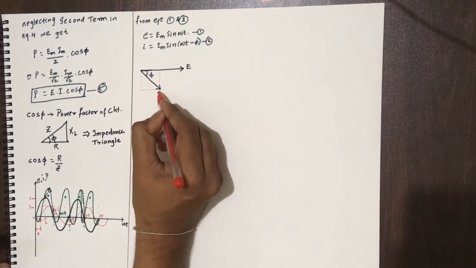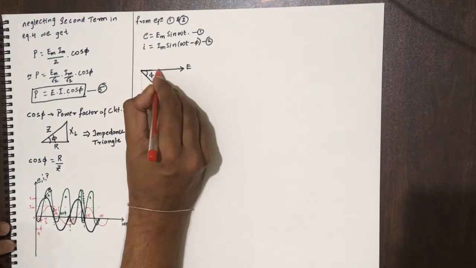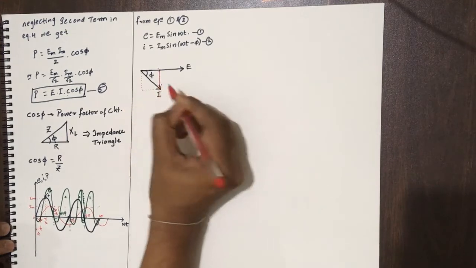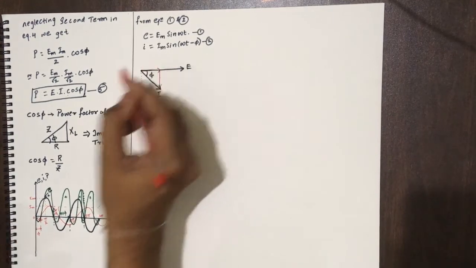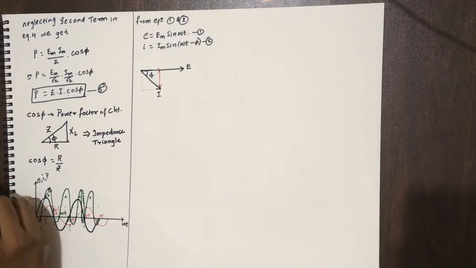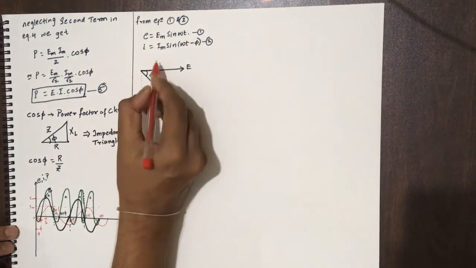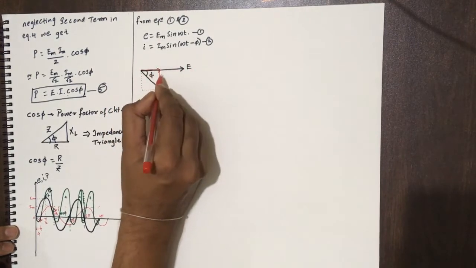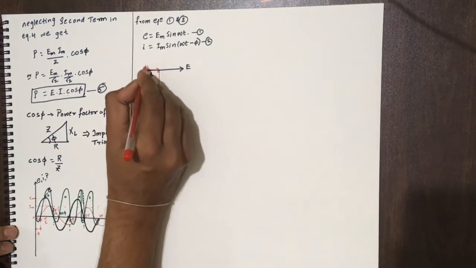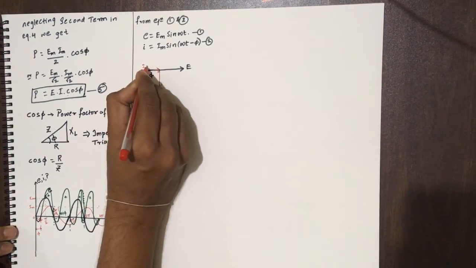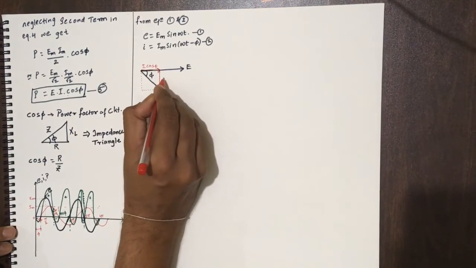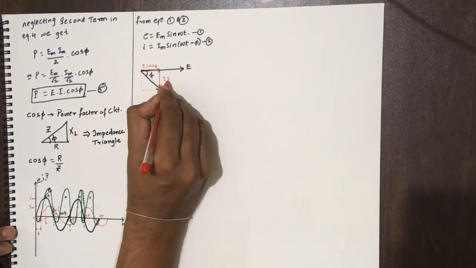Now when I resolve vector I into horizontal component and vertical component, this is the horizontal component, this is the vertical component. So the horizontal component is given by I cos phi, and the vertical component is given by I sin phi.